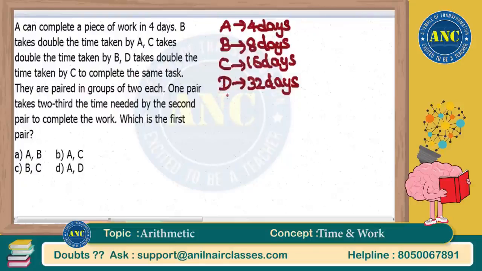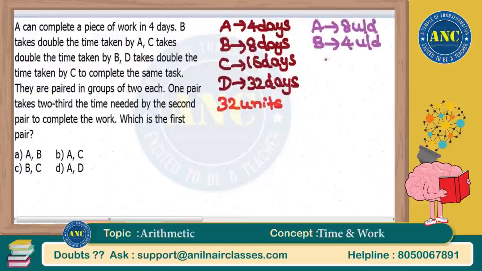4, 8, 16, 32. LCM is 32. 32 chocolates need to be distributed. 32 by 4 is 8 units per day, because 4 into 8 is 32. 32 by 8 is 4 units per day. 32 by 16 is 2 units per day. 32 by 32 is 1 unit per day. I believe till here everyone is very clear. Now, the next statement says they are paired in groups of 2 each, right? We don't know which 2 people are forming a group, right? We don't know that.